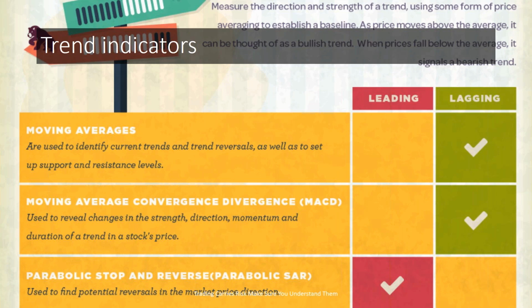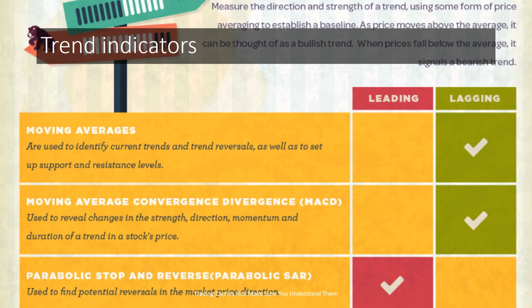So, for instance, moving averages are used to identify current trends and trend reversals, as well as to set up support and resistance levels, where MACD is used to reveal changes in strength, direction, momentum, and duration. Now, if you want to be in front of the market, that's one thing. I am a trader who always wants to see the trend reversal. I want to know, okay, the uptrend is over and we're moving to a downtrend. I don't care if I'm a few pips late. I want to move in when there's less risk for me. So I like lagging indicators.